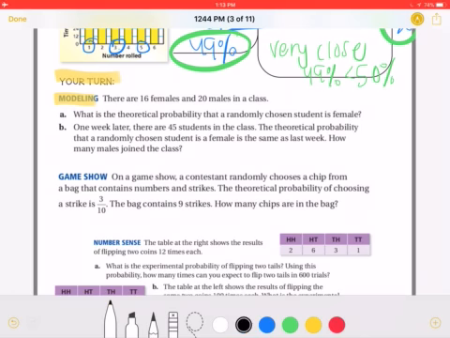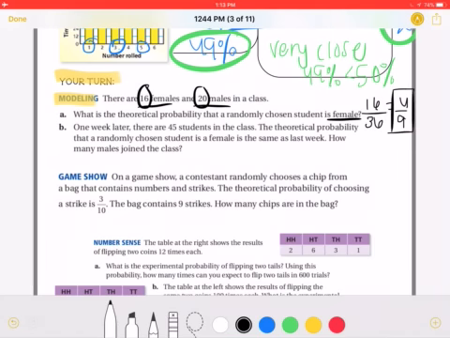All right, let's go over these. Part A, what is the theoretical probability that a randomly chosen student is female? So if there's 16 females to 20 males in the class, the probability of choosing a female should be 16. So there's 16 females out of, now be careful, how many total students are there? Add these together, it would be 36. Or we can simplify that to 4/9.